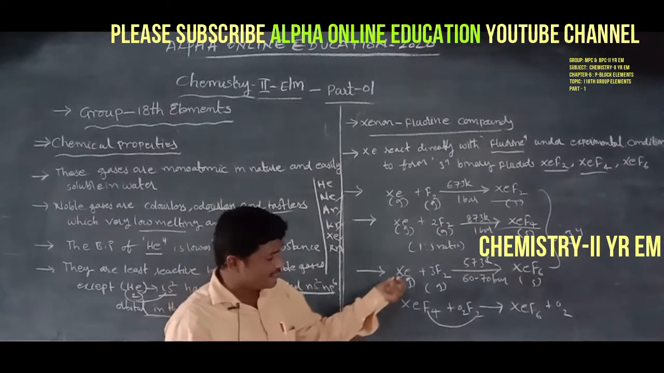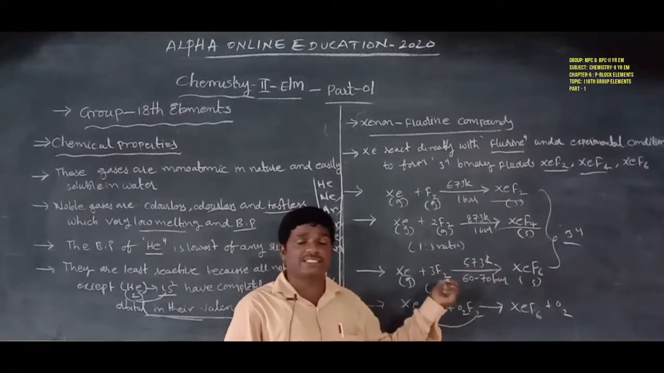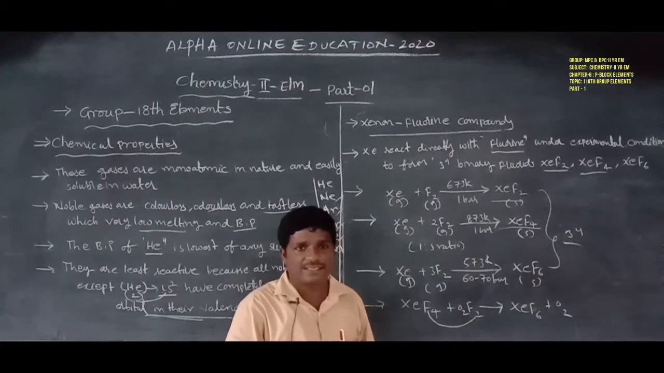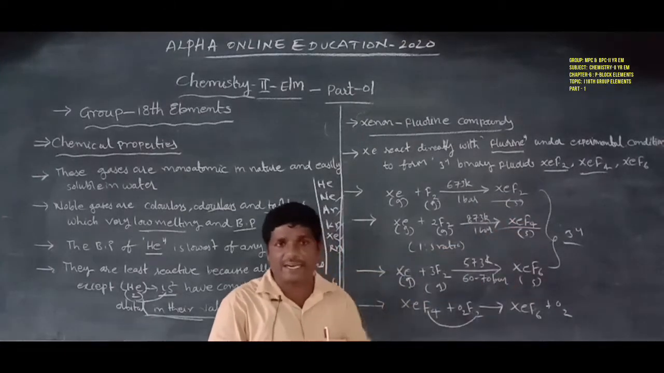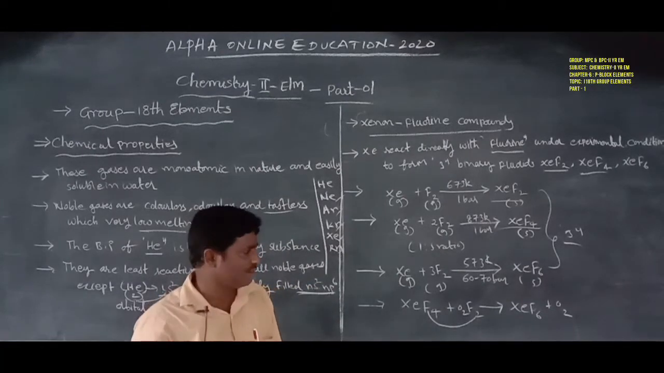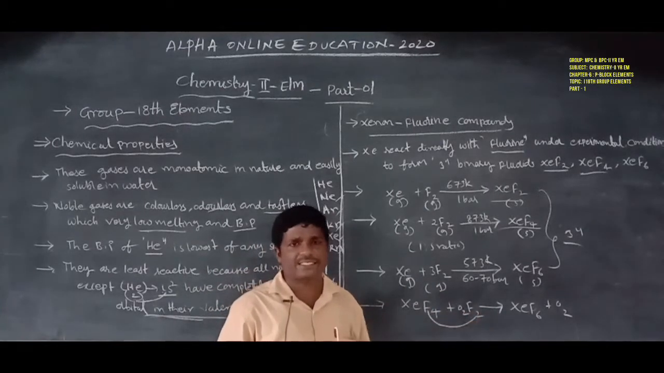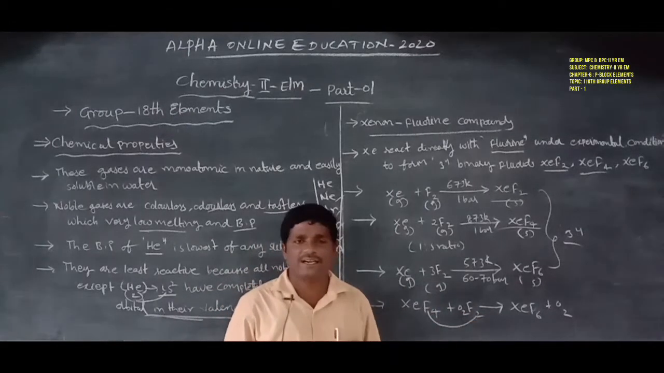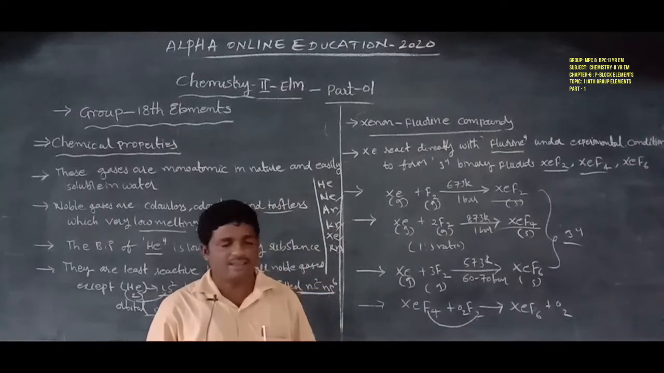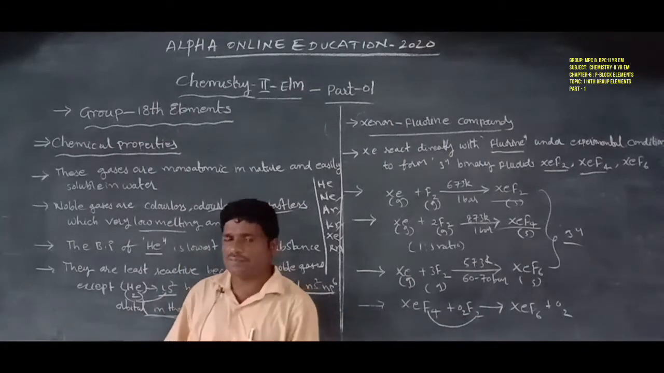Remaining, xenon reacts with 3 moles of fluorine at 573 Kelvin and 60 to 70 bar pressure to form xenon hexafluoride. That is the 3 binary compounds: xenon difluoride, xenon tetrafluoride, xenon hexafluoride. The last one: xenon tetrafluoride reacts with dioxygen difluoride to form xenon hexafluoride. Hexa means 6 fluorine atoms, and the other product is O2. That is the preparation of the xenon fluorides.